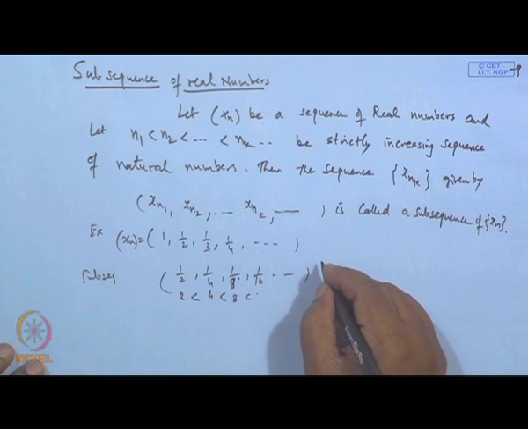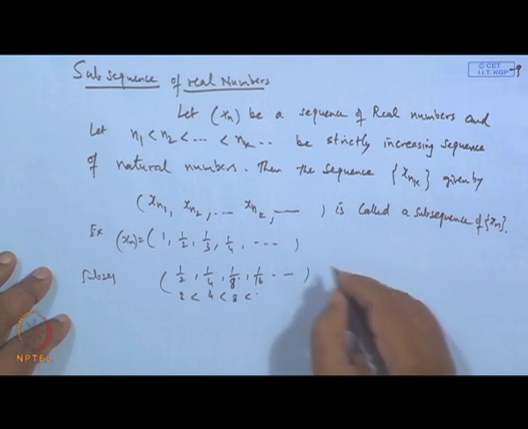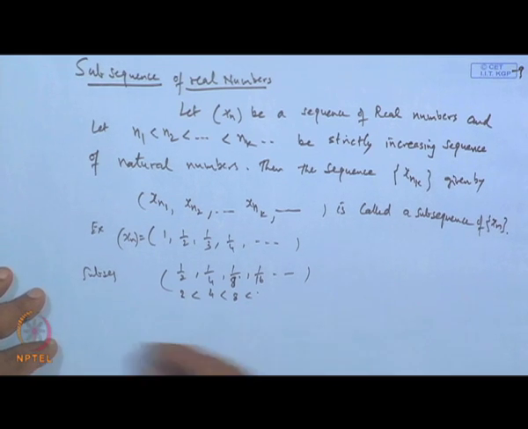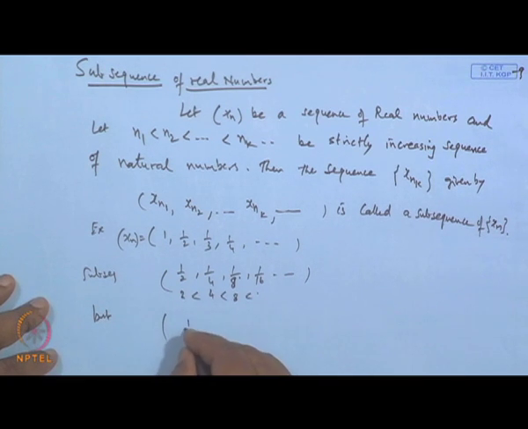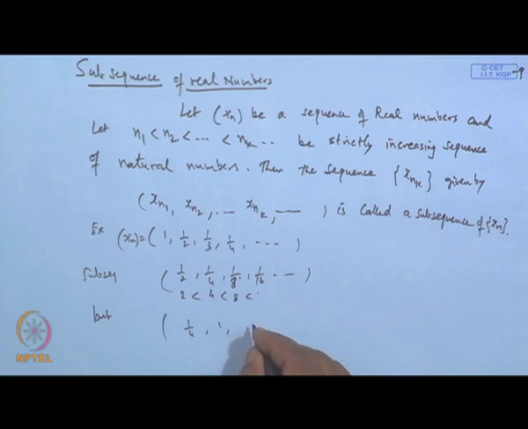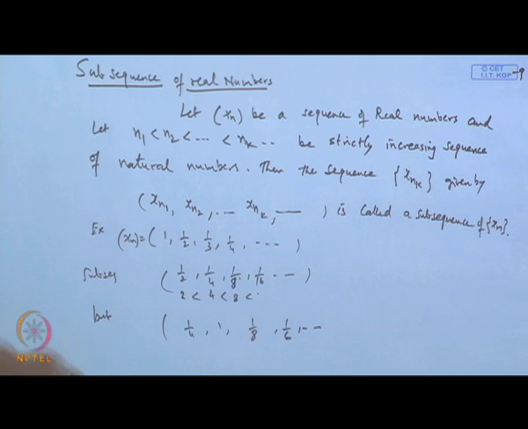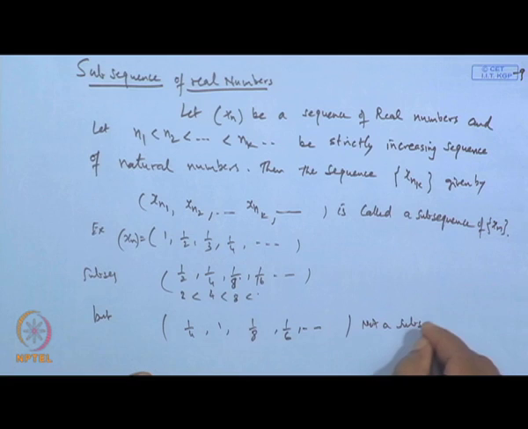But if we take a sequence like this, say 1 fourth, 1, then 1 eighth, then 1 sixth and so on, then this is a sequence, but it is not a subsequence.